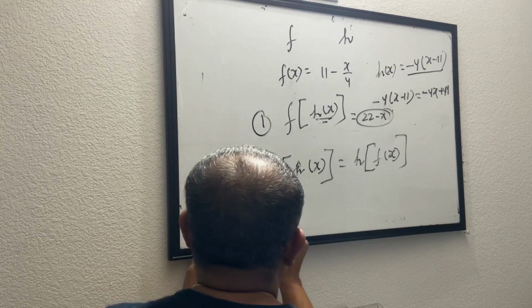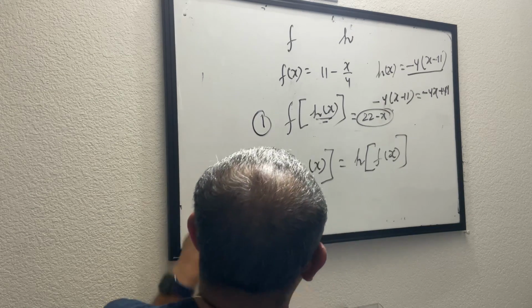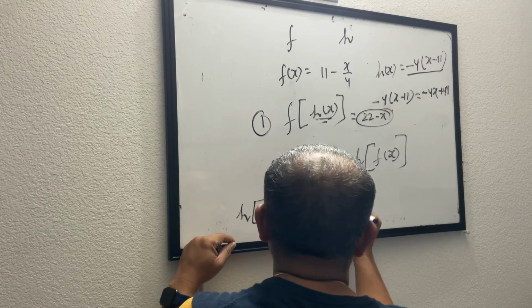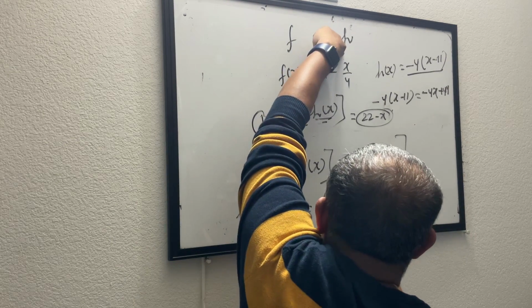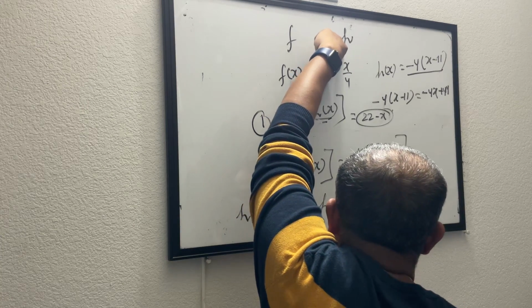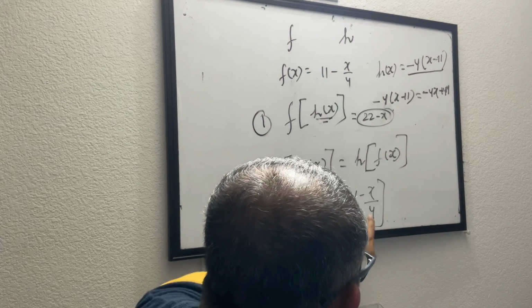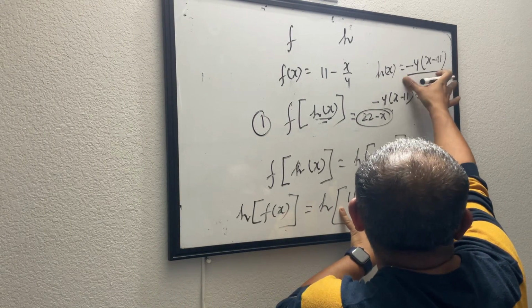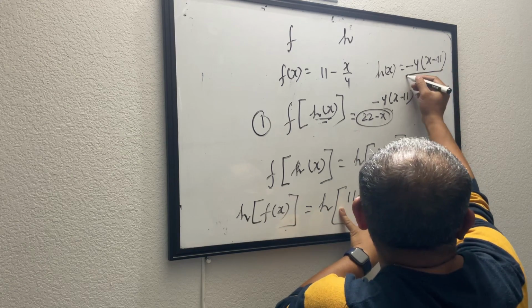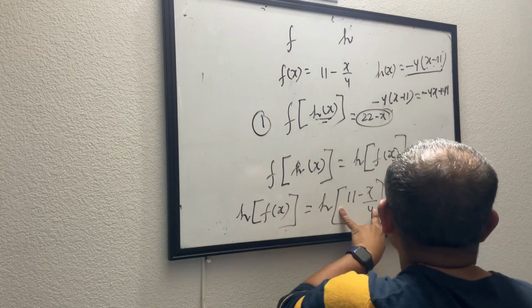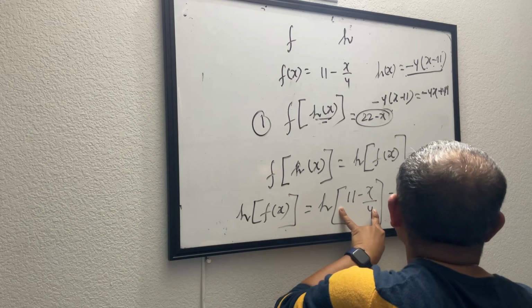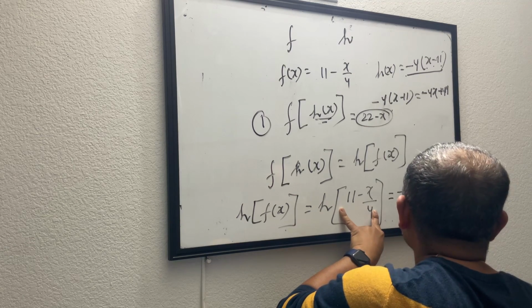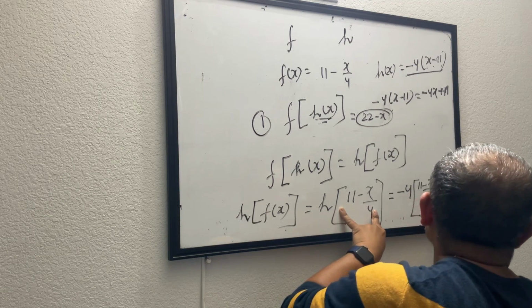h of f of x. What is my f of x? f of x is this. So I have to find h of f of x, which is h of 11 minus x by 4. Now we have to find h of something. This whole thing is my input. What does my h of x say? Minus 4 times the input, minus 11. So it will be minus 4 times the input, and my input is this whole thing, 11 minus x by 4, minus 11.